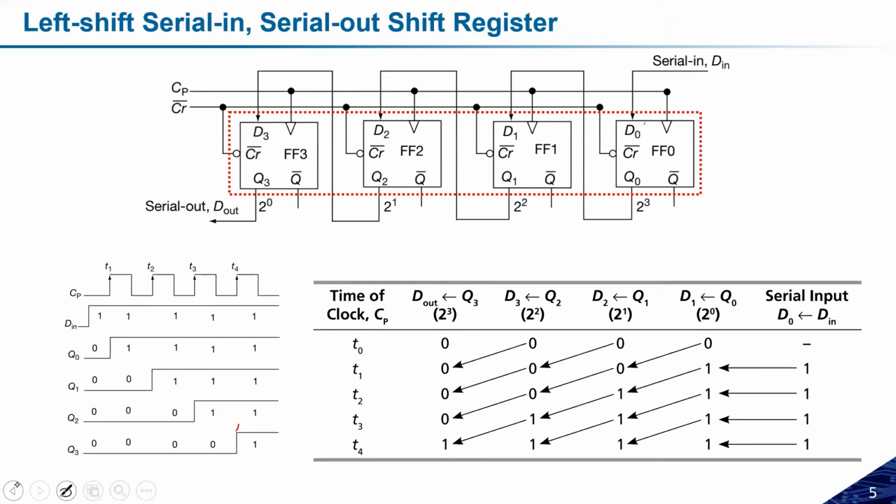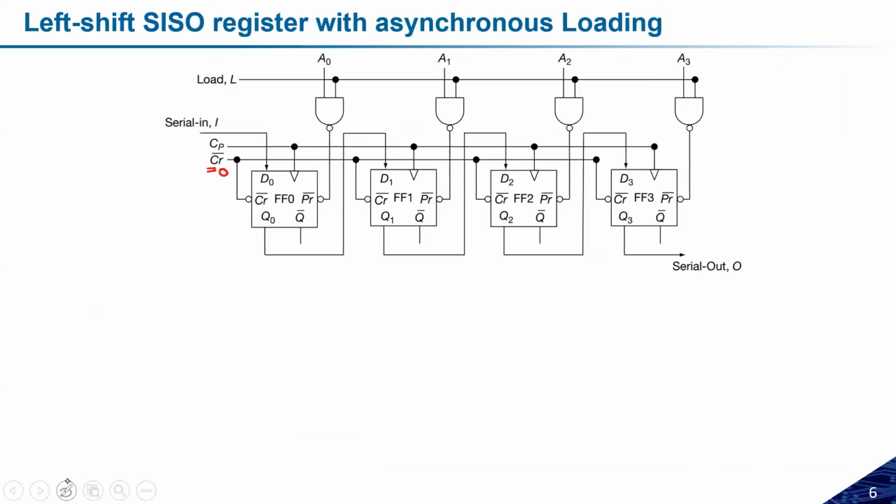Let me go back to the previous slide, then you will understand. Whatever data input I have given here will be reflected one by one. To get this 1 at the D output, I need 4 clock pulses, and all the others will be shifted. But if I want to preset the data in between, without waiting for the 4 clock pulses, the preset input can play a major role. How can it play a major role? Let us try to see.